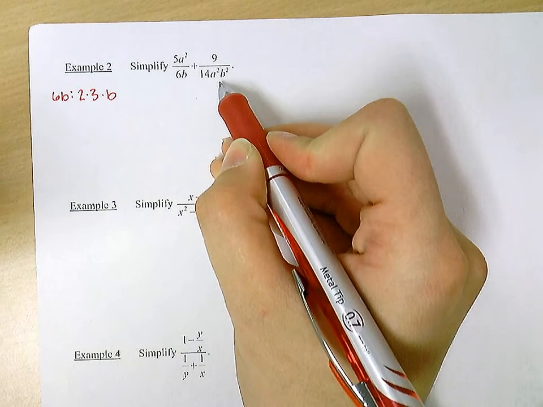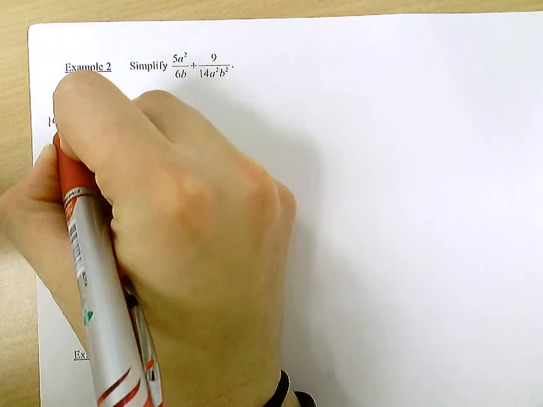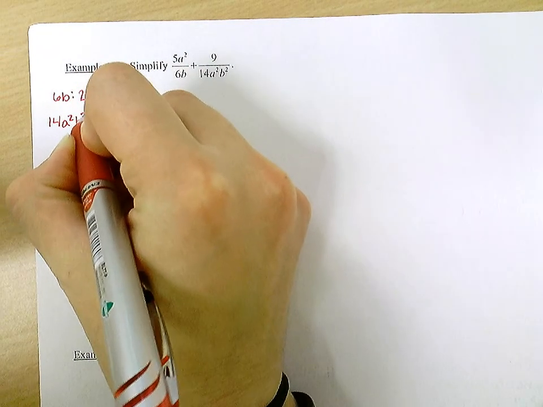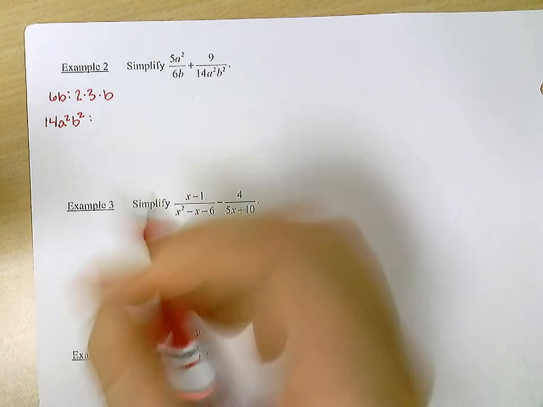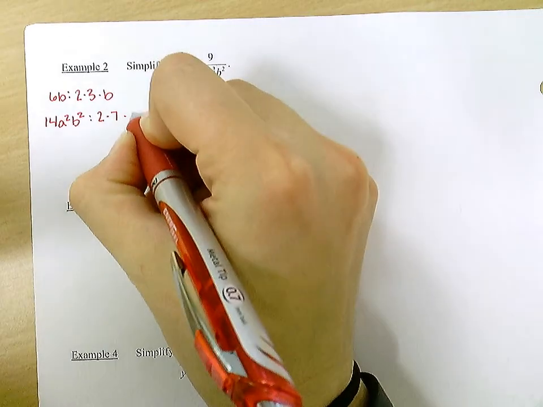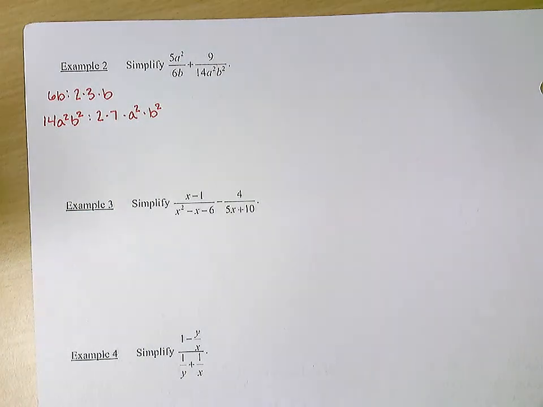We want to do the same thing with the second denominator, 14a squared b squared. Factors of 14 are 2 and 7. Then we have an a squared and a b squared. We're just finding the LCM like we did in the first two problems on the front.